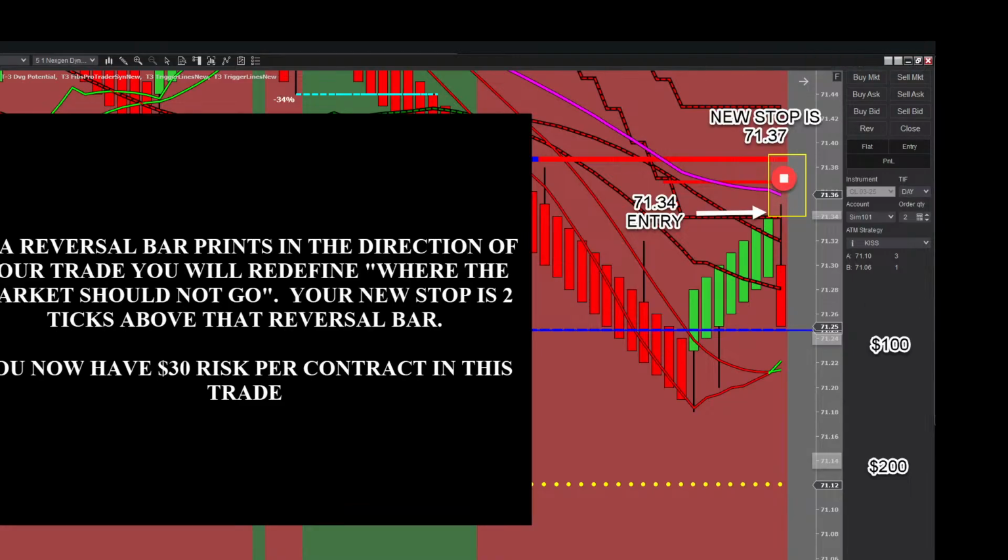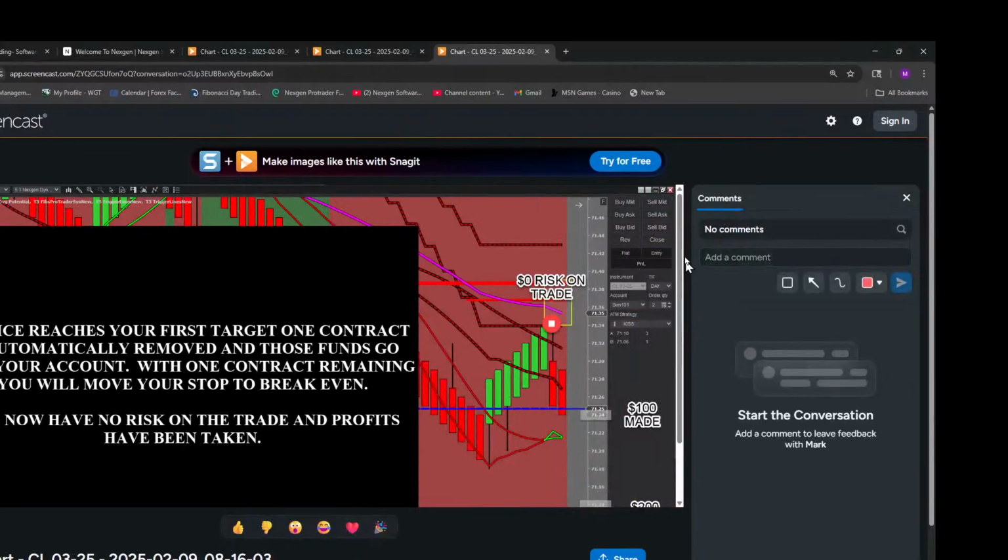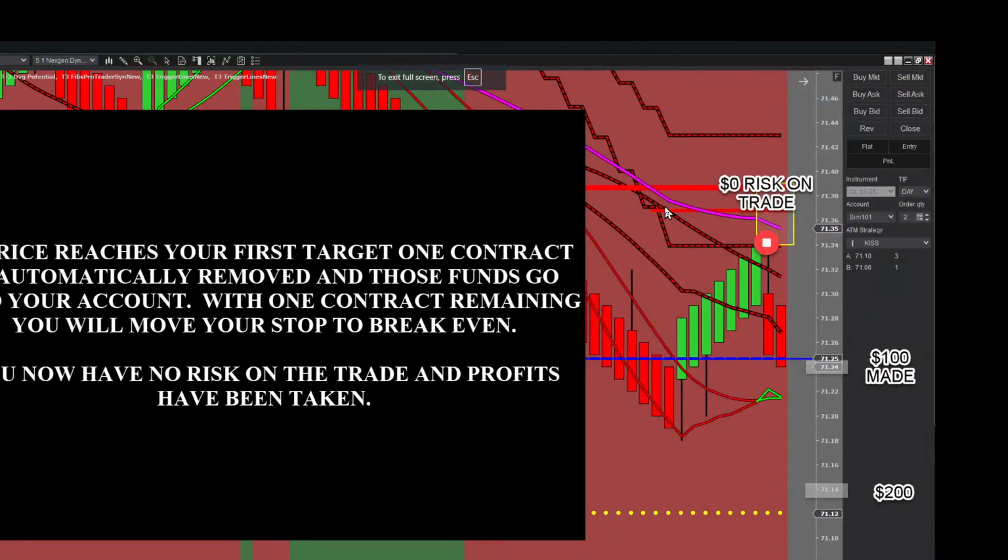This reversal bar doesn't guarantee a winner. But there's 2 options. You're either going to take a small loser or it's going to go to your first target at $100. Guys, $100 feels good. I don't care who you are. A $100 win feels awesome. A $100 win dries up sweaty palms, gives you confidence, life is good. And once you hit that $100, you're going to move your stop to break even. And now you have no risk in the trade. You've only got 1 contract on.